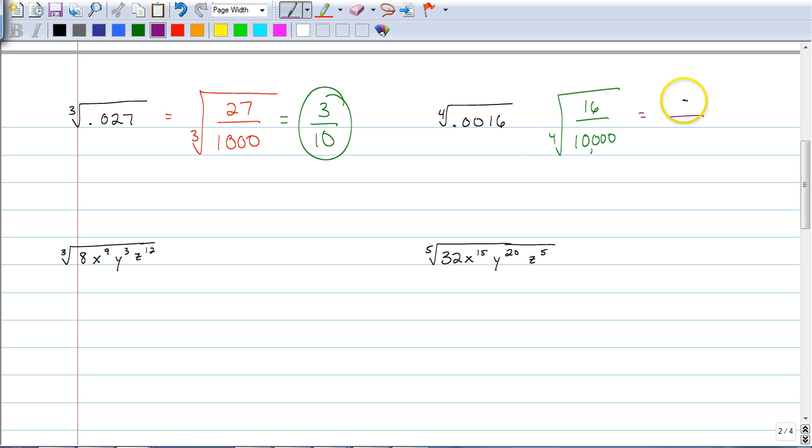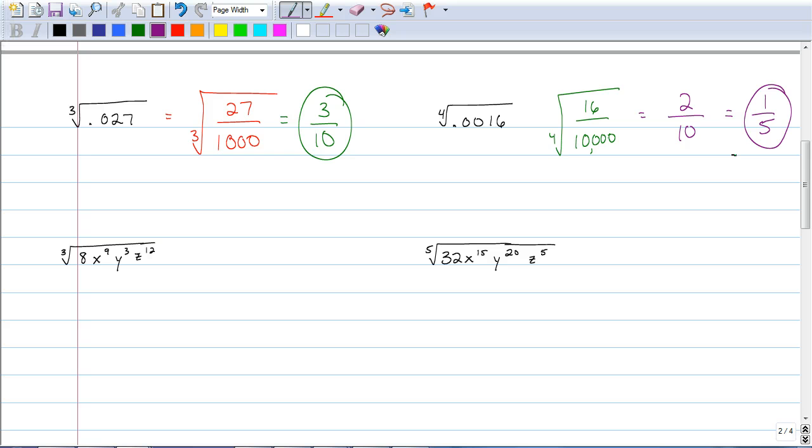What times itself 4 times gives 16? It's 2. The 4th root of 10,000 is 10. Now this can be reduced. 2/10 reduces to 1/5. So that's your final answer. So when you deal with fractions, it's not that hard either.